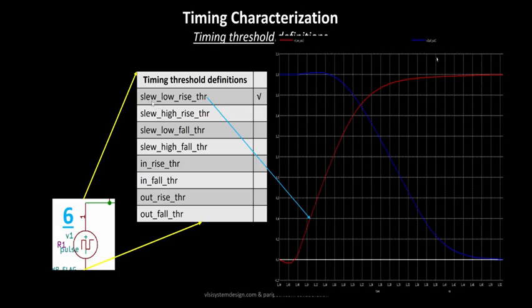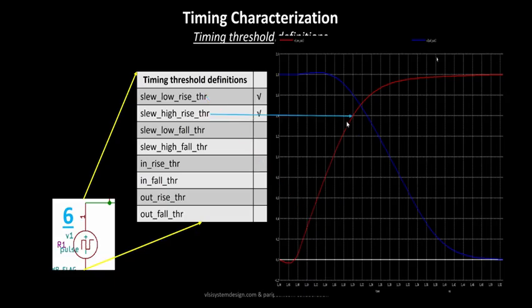Whenever we say slew low, it defines the point towards the lower side of your power supply, which is 0 volts. The typical value of slew low rise threshold is about 20%. It could be 30% as well; we'll get back to that in a moment. Let's assume that the slew low rise threshold is 20%, and we put a value over here. But that's not enough to calculate the slew. We need the slew high rise threshold as well.